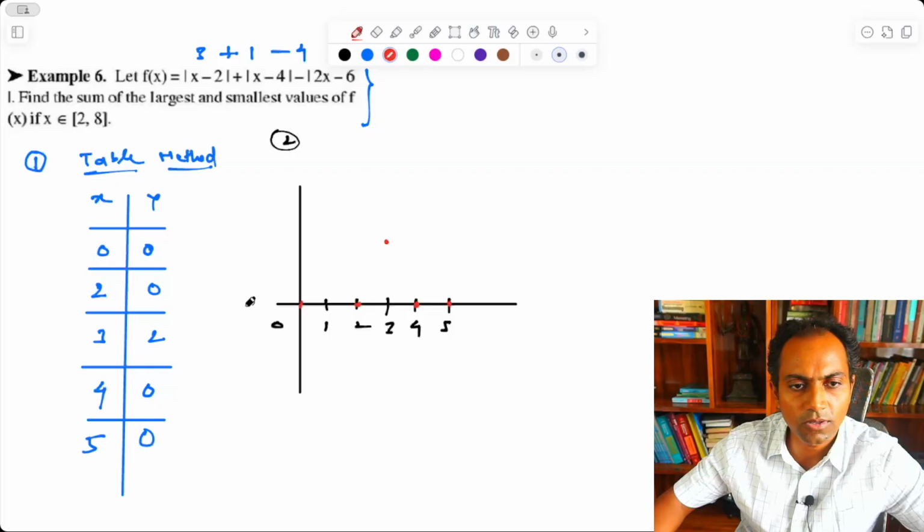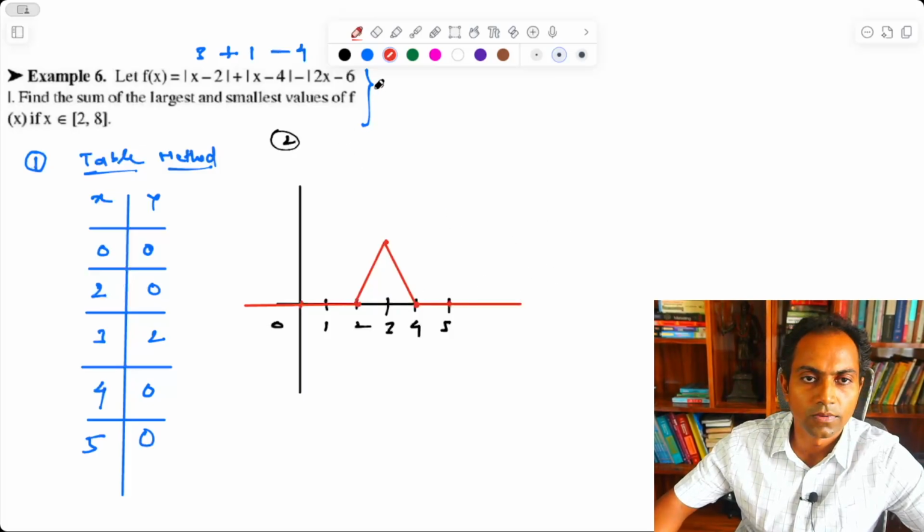So, if I connect all of these points, this is the graph I am getting till 2, then from here, and then from here, and then from 4 onwards again it will become 0. So, looking at the graph, now you can answer the question.